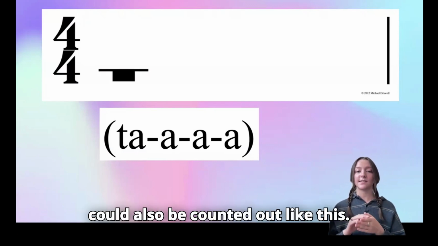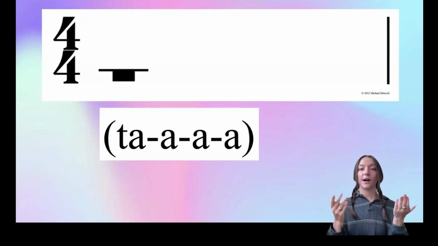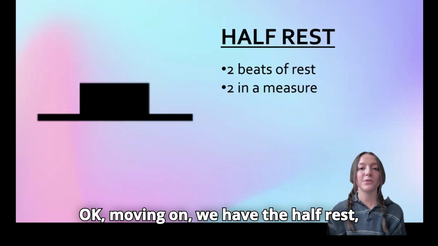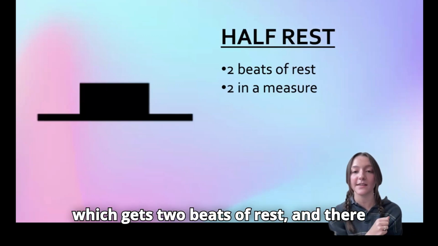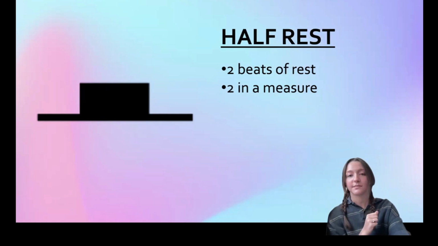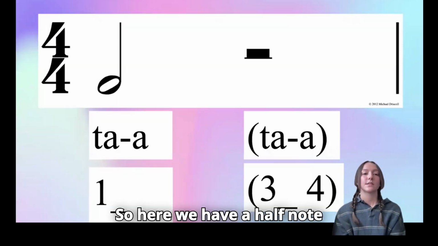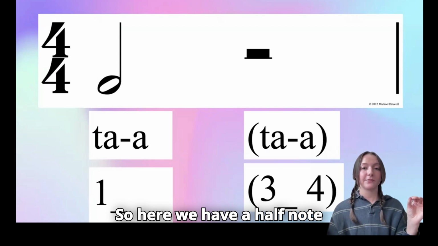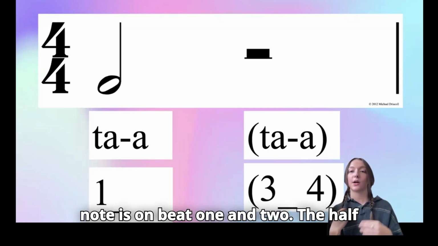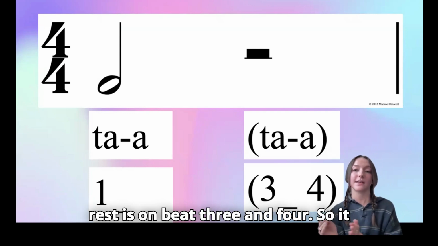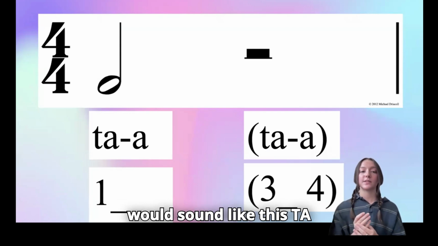Could also be counted out like this. Okay, moving on, we have the half rest, which gets 2 beats of rest, and there can be 2 in a measure. So here we have a half note and a half rest together. The half note is on beat 1 and 2. The half rest is on beat 3 and 4. So it would sound like this.